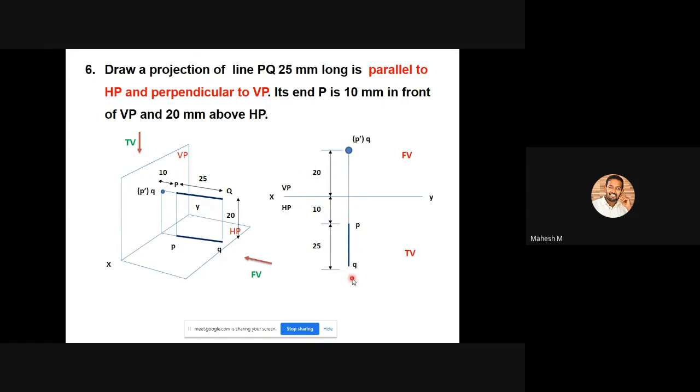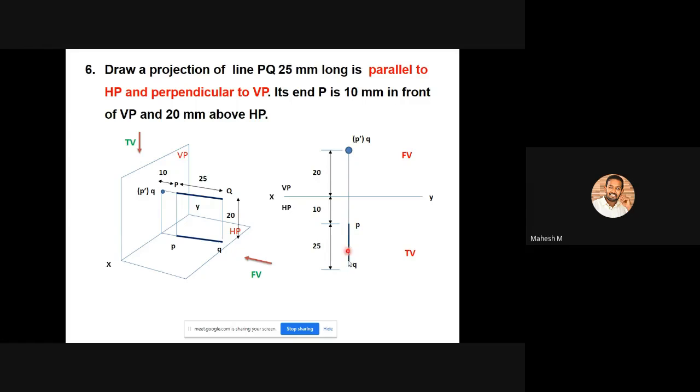Next, you don't have to worry about the point Q. Actually, we know the true length. So from point P, you can create a vertical line. The length of the line should be 25 mm because the true length is 25. So you can create a vertical line.